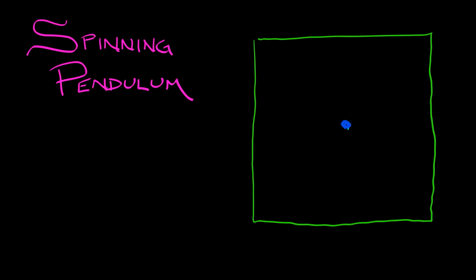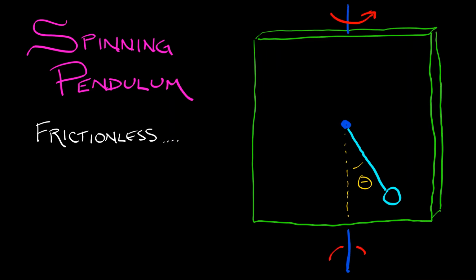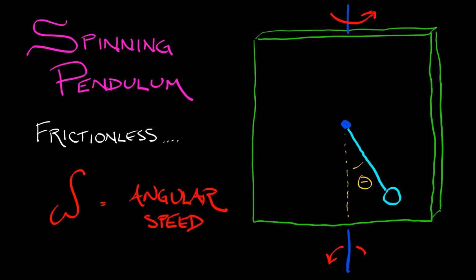This is going to be a spinning pendulum. So we're going to take the same setup that we had before. We've got a pendulum, and it goes back and forth at some angle theta. It's got no friction, so it's just doing its thing. But now what we're going to do is put this planar pendulum into a box, and we're going to spin that box about the vertical axis at some angular speed. We're going to call that omega, and this is going to be a constant.